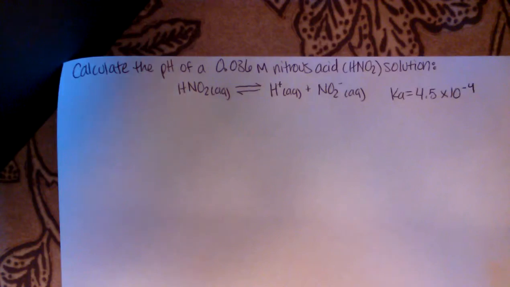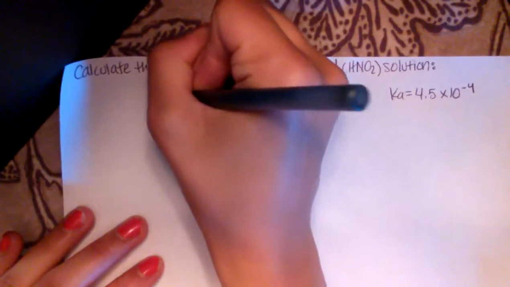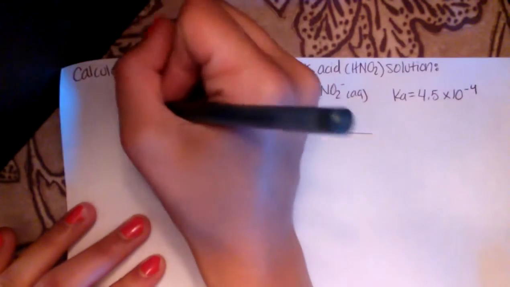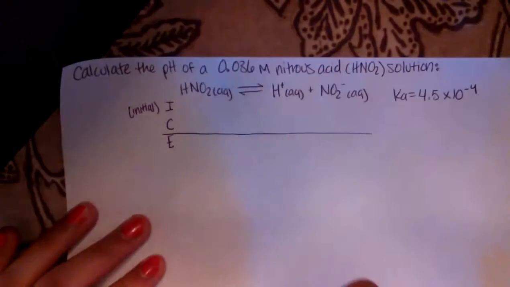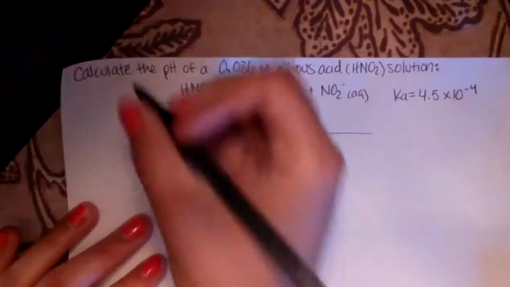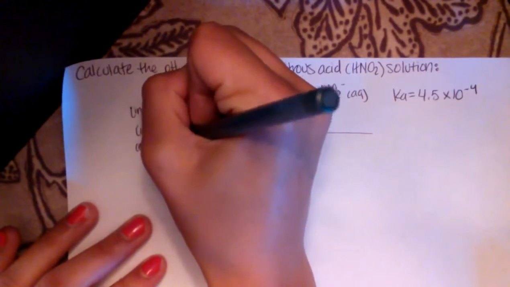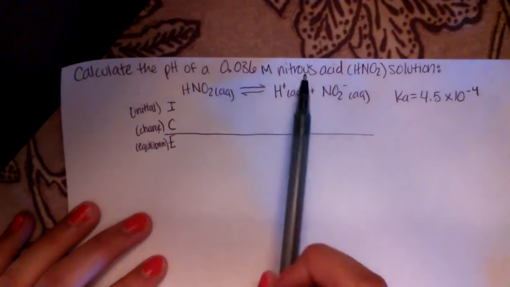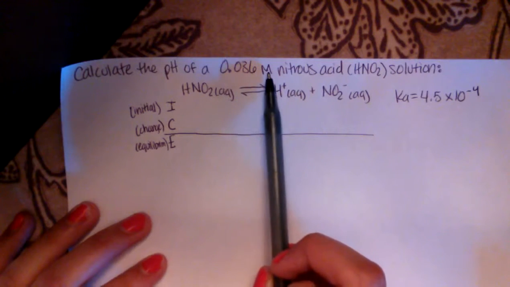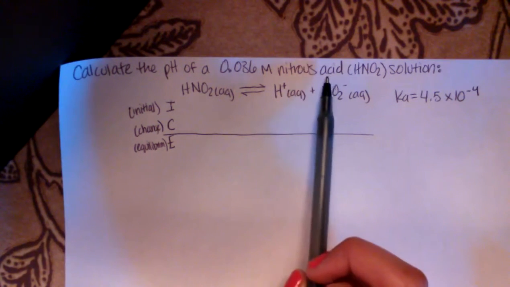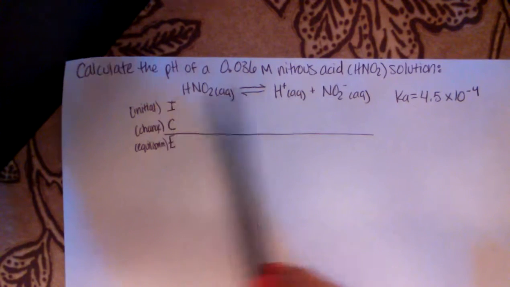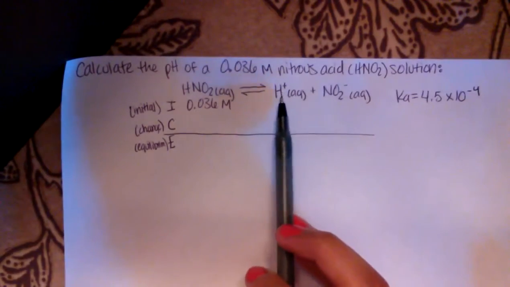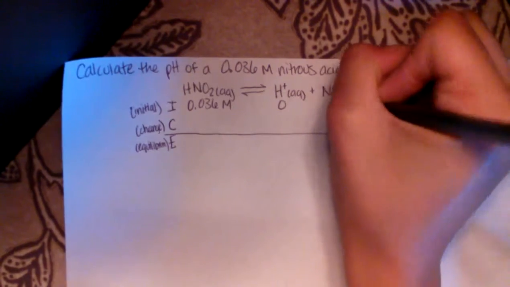So first, let's do an ICE table. You usually set up an ICE table like this, and what you're going to be doing is writing your initial concentration. So this is initial, this is going to be change, and this is going to be the value at equilibrium. From here, you just put in the values where they're supposed to be. It states here that we have 0.036 moles per liter of nitrous acid. That value is your initial concentration of nitrous acid, so you can write it here. They don't give you values for these two here, so you can assume their initial concentration is 0.